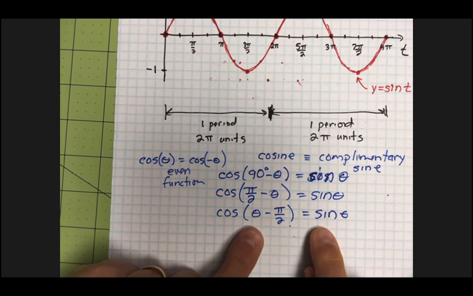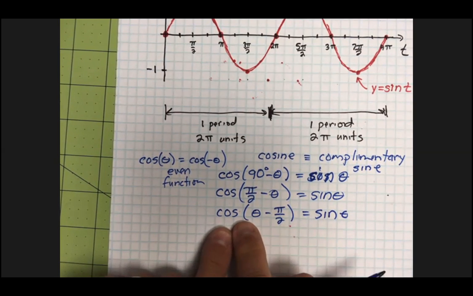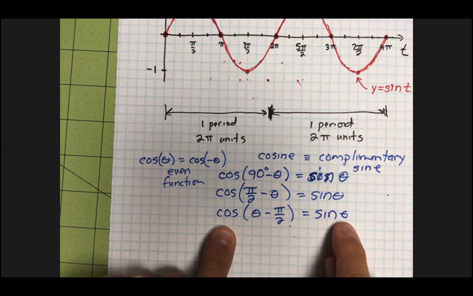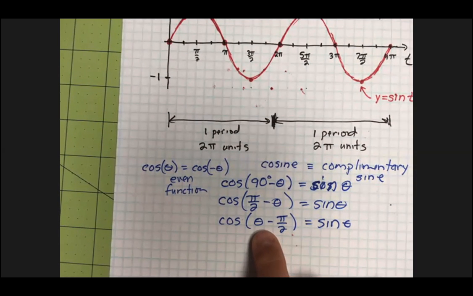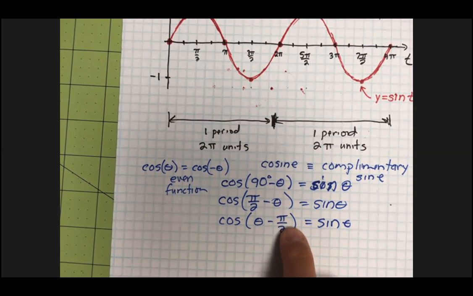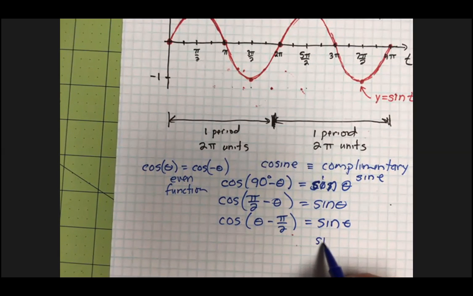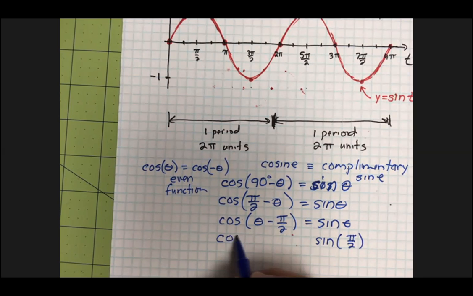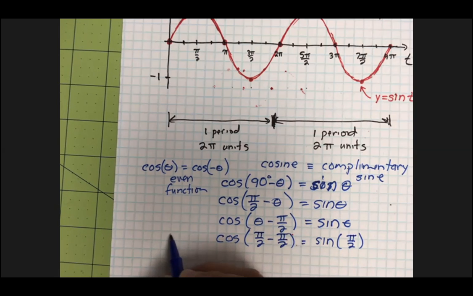What does that mean for a picture? It means that the values of the cosine are going to be the same as the values of the sine, except they will occur 1 pi over 2 earlier than they occurred for sine. In other words, the sine of 90 degrees or the sine of pi over 2 will be the same as the cosine of pi over 2 minus pi over 2, or the cosine of 0.